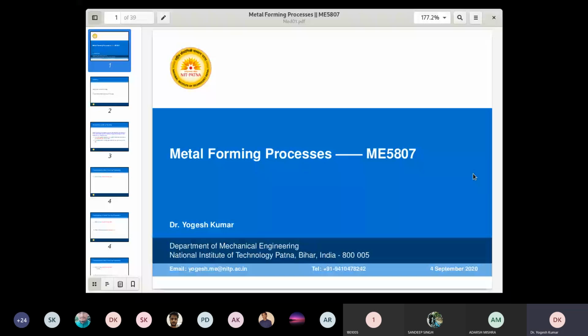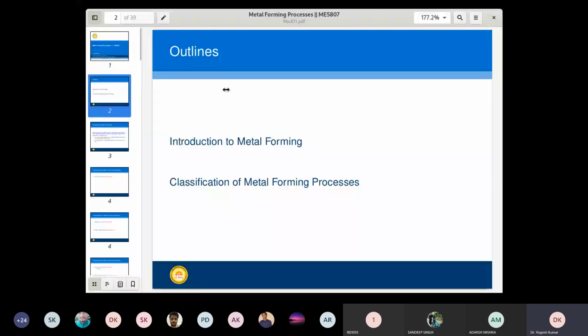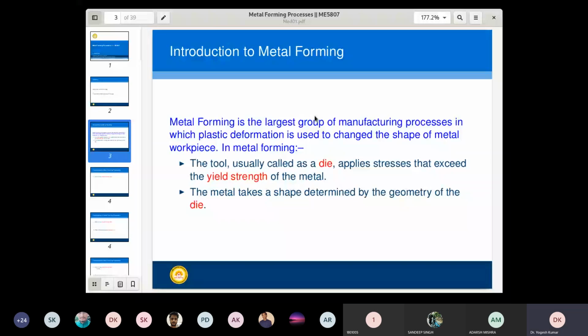Okay. So under manufacturing processes, we have studied different types of manufacturing processes. If you remember correctly, the first manufacturing process is casting. Then we have another manufacturing process, welding. Then we have machining processes, which are also called material removal processes. Then we have mechanical working processes, which are also called metal forming processes.